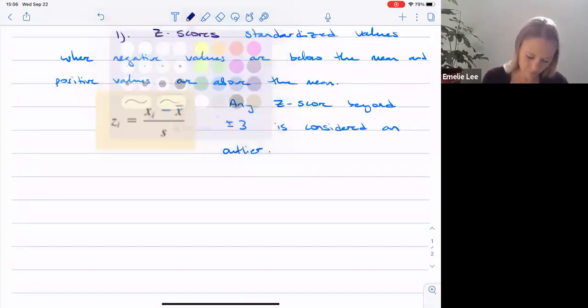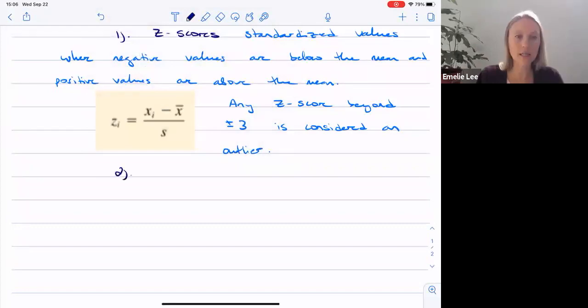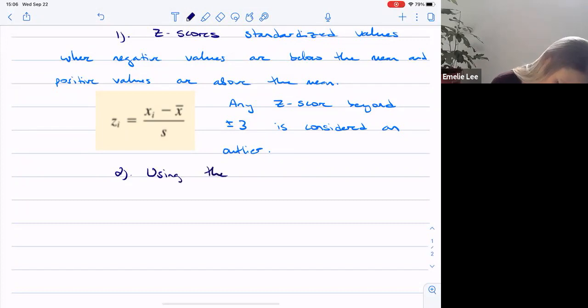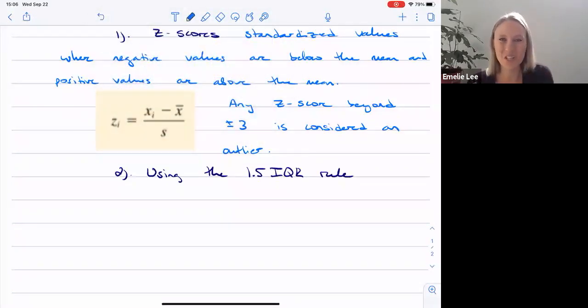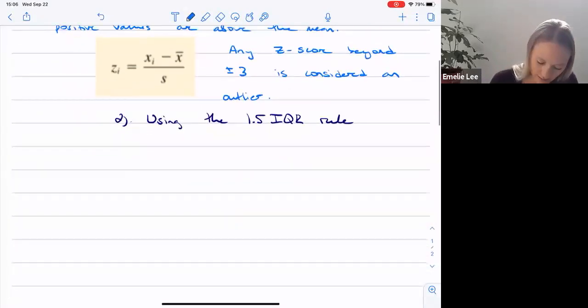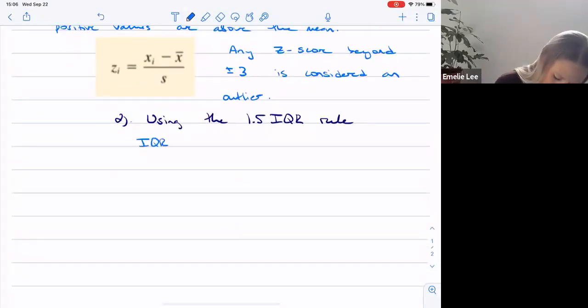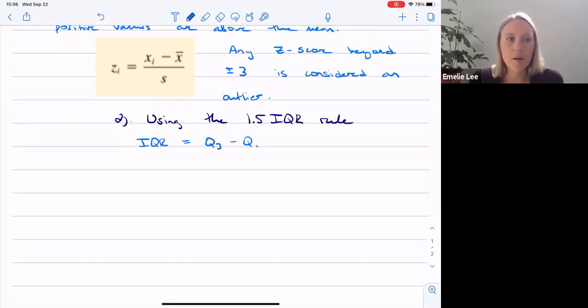Now, the second option is the 1.5 IQR rule. Using the 1.5 IQR rule involves first finding the interquartile range. Remember, the interquartile range, the IQR, is Q3 minus Q1. Most software will give you the quartiles, and so then you can use those to calculate the interquartile range.